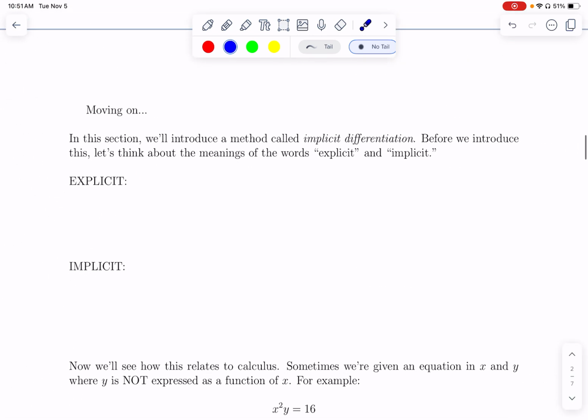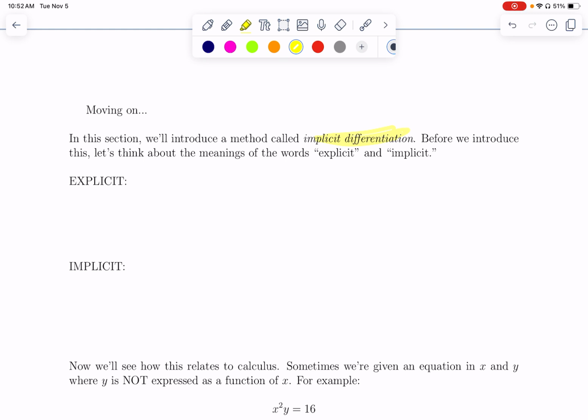So now we're going to roll out something called implicit differentiation. And I hope that you're already familiar with these words explicit and implicit. These are words that are used in a non-mathematical context, but they mean more or less the same thing in math. Right? So pause a moment and, as best as you can, write down what does explicit mean, what does implicit mean.